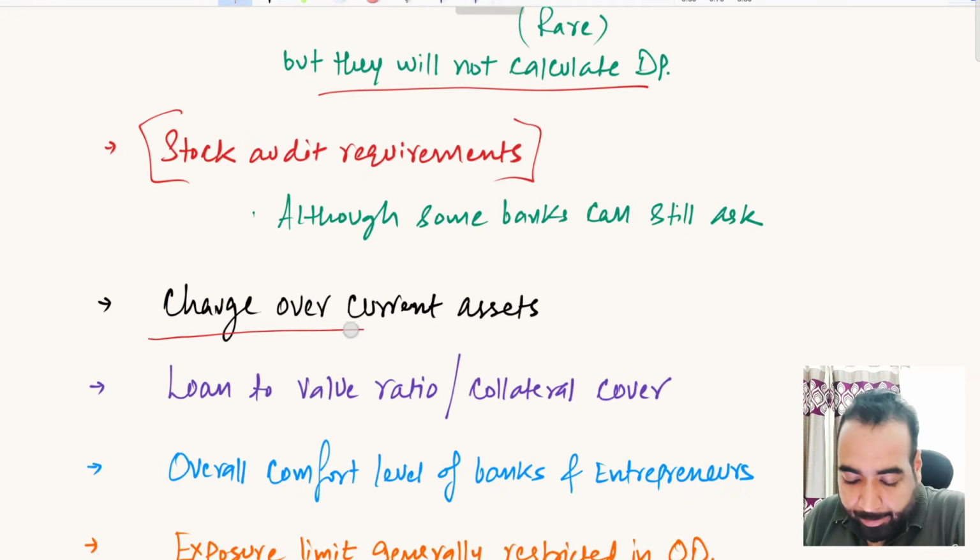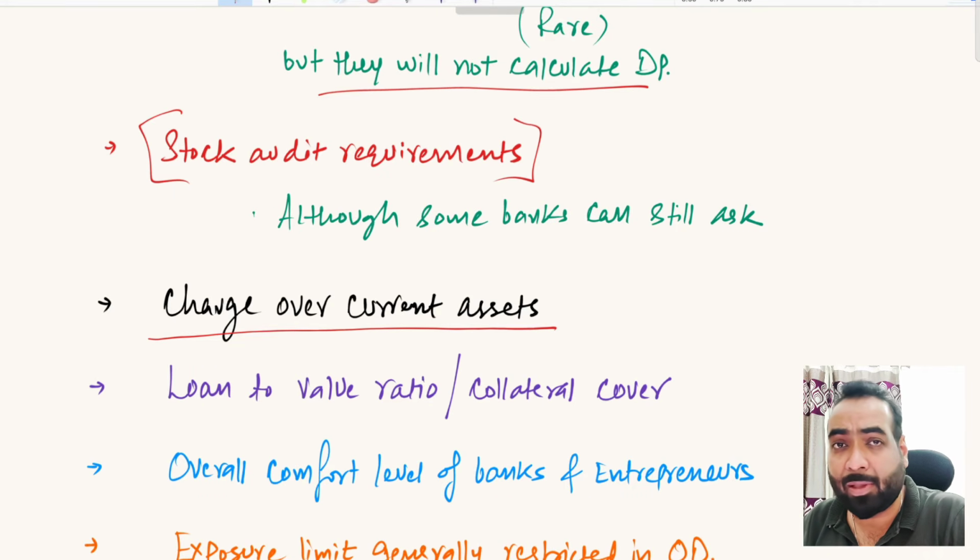Charge over current assets. In a cash credit limit, banks will always take the charge over your current assets. They will not waive it. But in overdraft cases, they can waive the charge over the current assets.